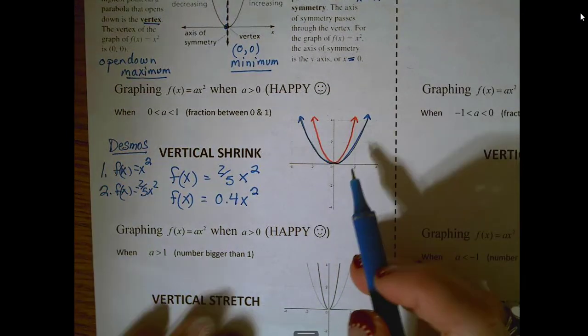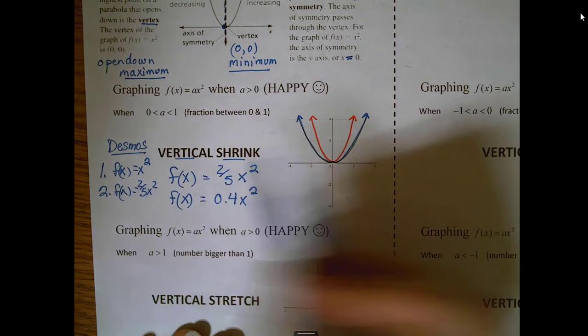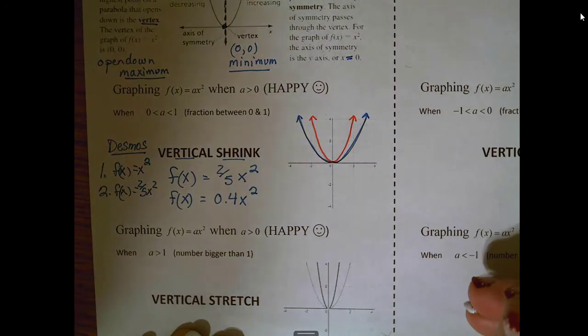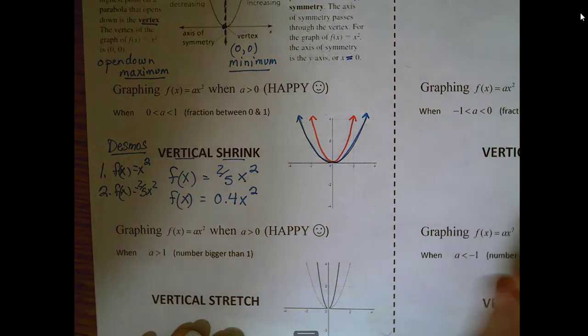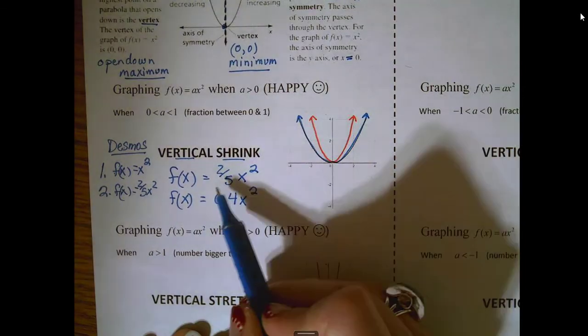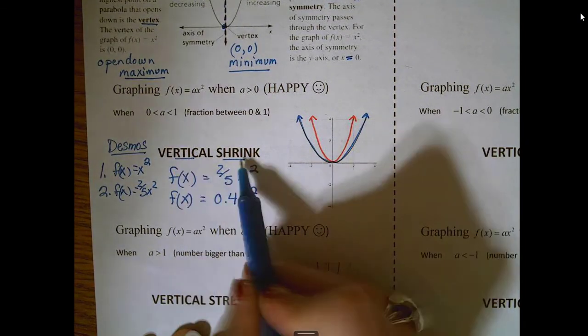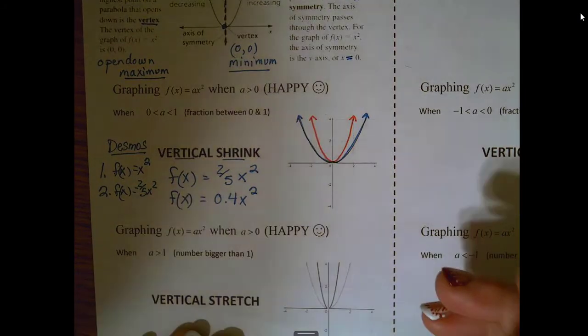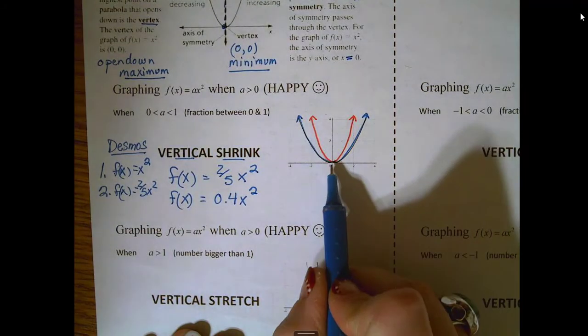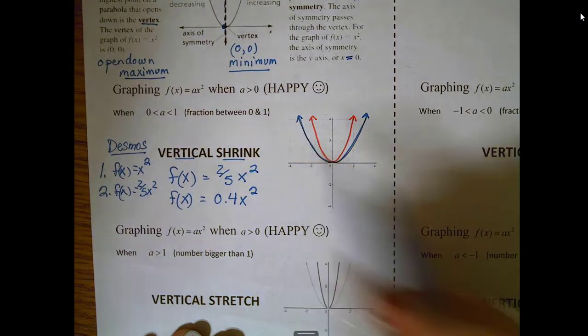Now we call that vertical shrink. And I just had to make sure I always look back at my notes to see what the difference was. So anytime you have a fraction, it's going to be vertical shrink. And we'll kind of practice those terms as we go here. Notice that we have a minimum and it is opening upward.